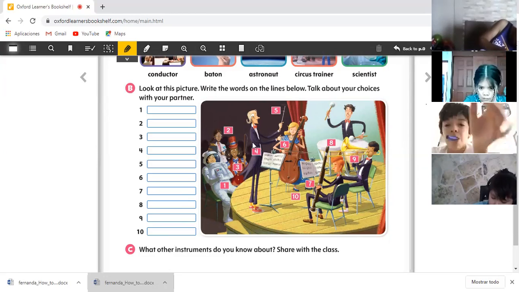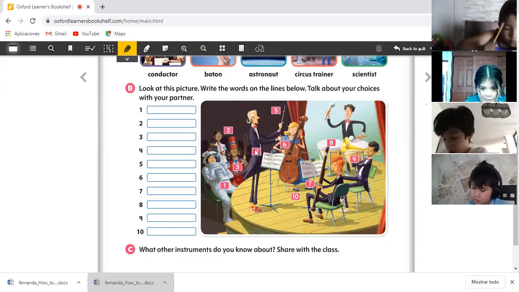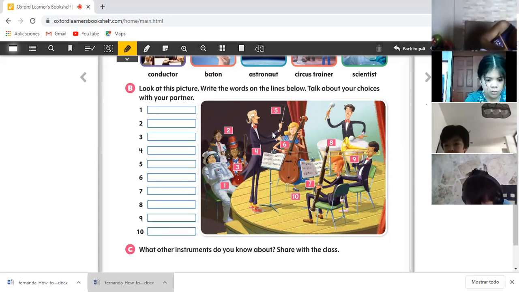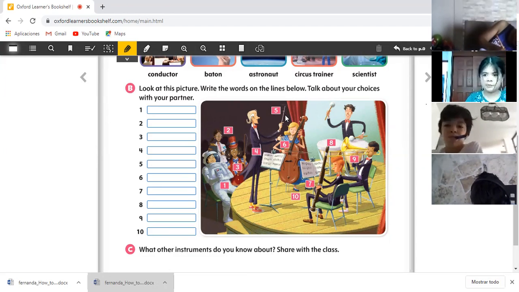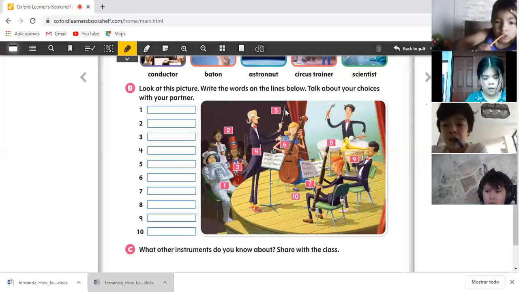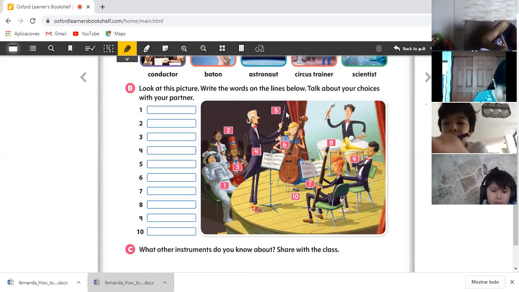Four. What is four? What does he do? He's a conductor. What is this little thing here on his hand? What is this? A baton.